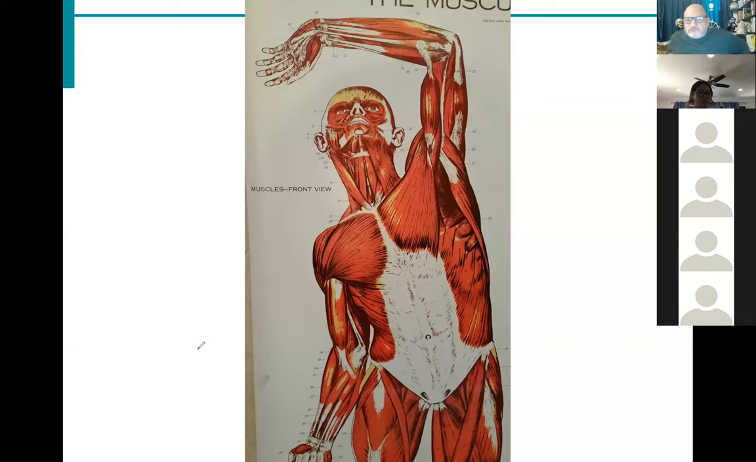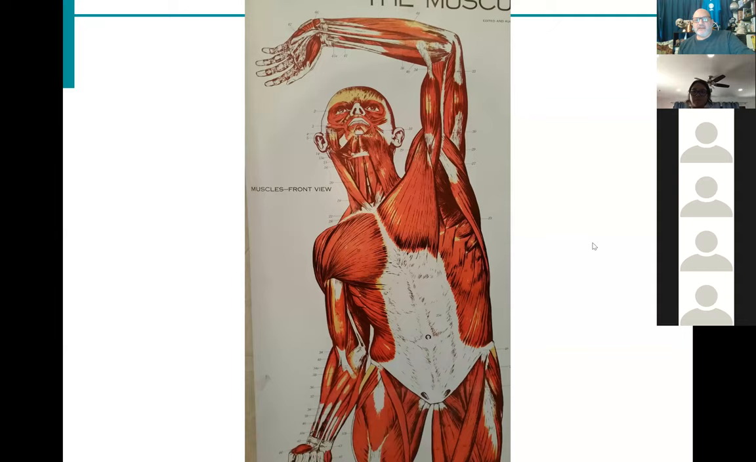So we have that nice bat wing, bringing the arm in, bringing the arm back, and medially rotating it. Does this one make sense? Yes. Okay, excellent. If that one makes sense, then we can look at the next one.